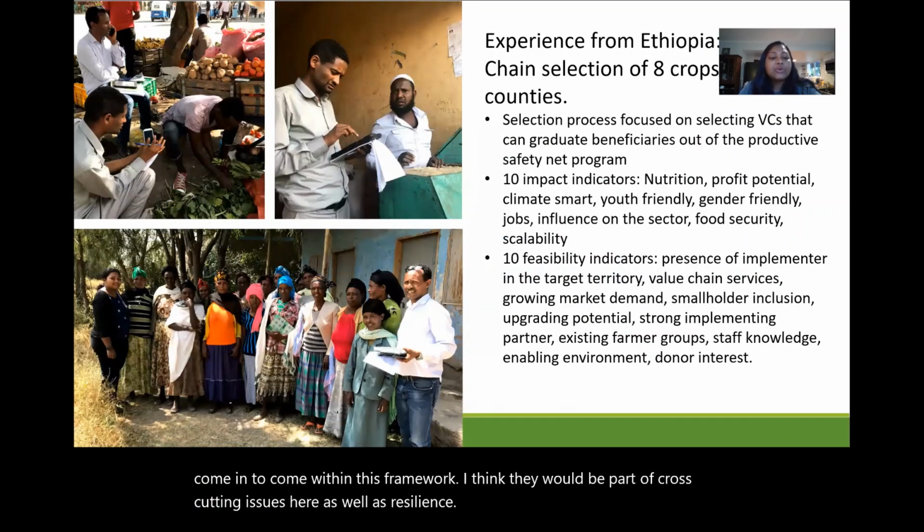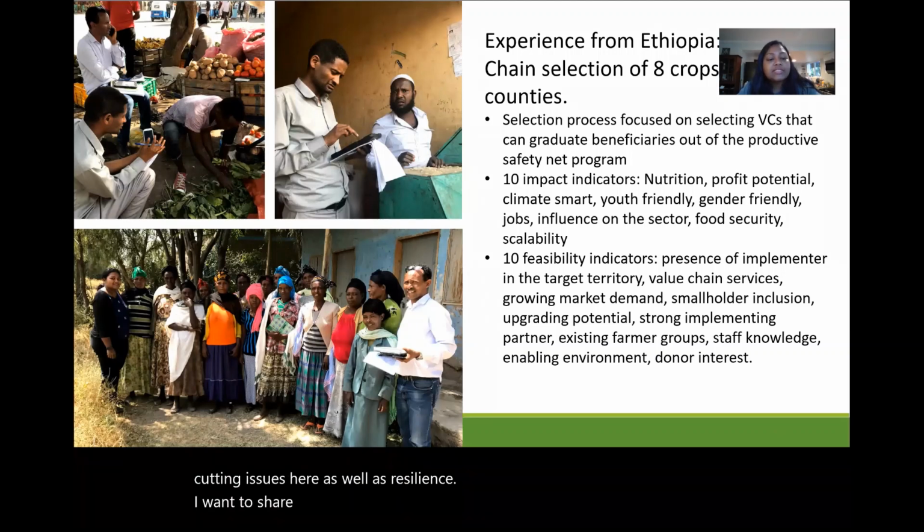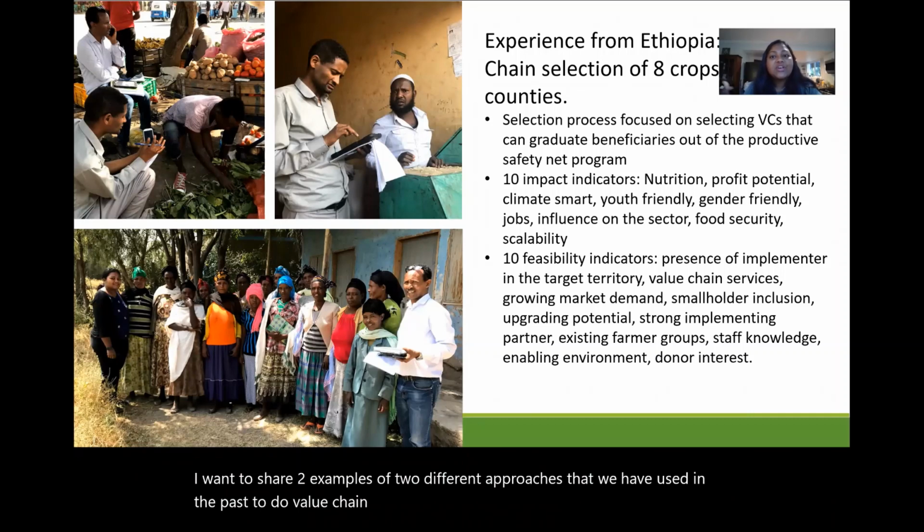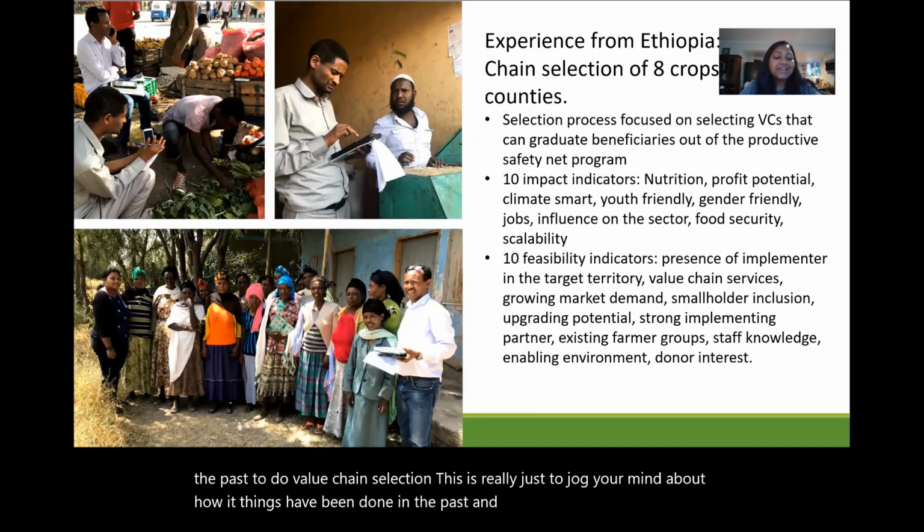I want to share two examples of two different approaches that we have used in the past to do value chain selection. This is really just to jog your mind about how things have been done in the past and how food loss and waste can be integrated in.